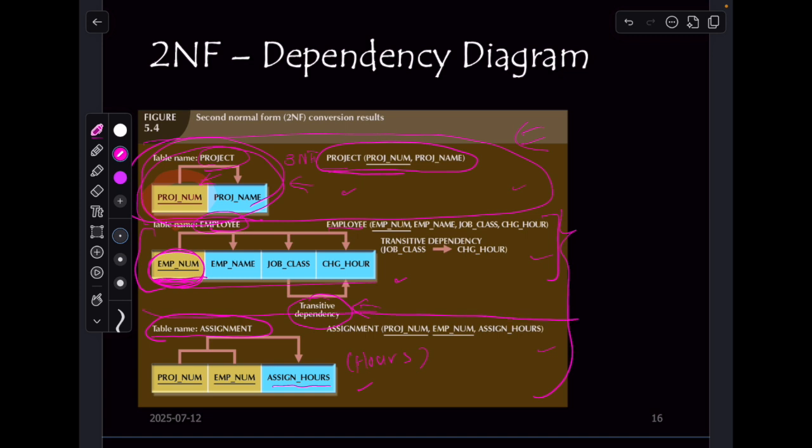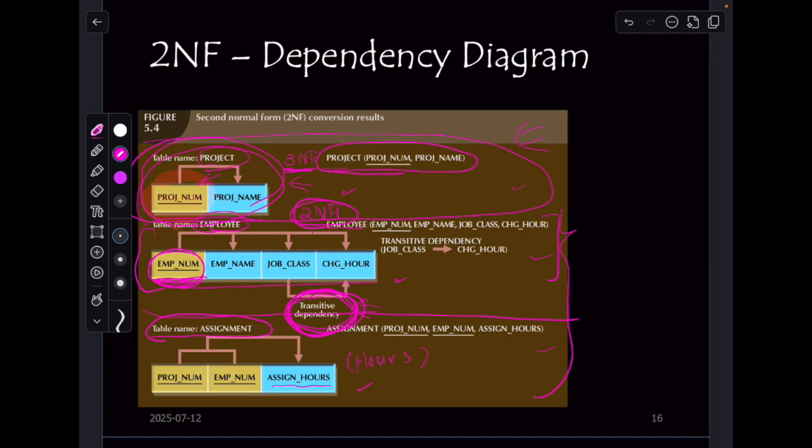So for this new employee table, we know that it is second normal form, but is it third normal form? No. Why? Because there is still a transitive dependency. So you can say that it's second normal form, but you cannot say it's third normal form yet.